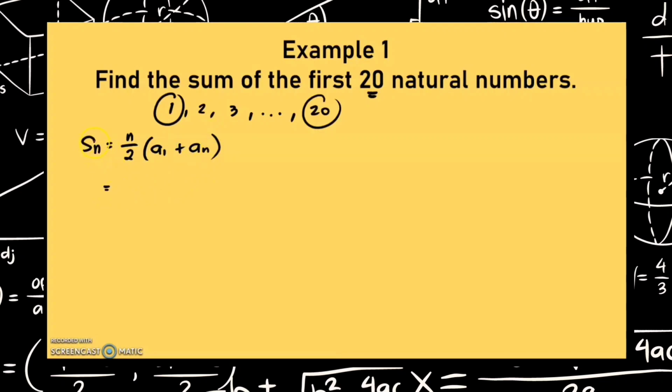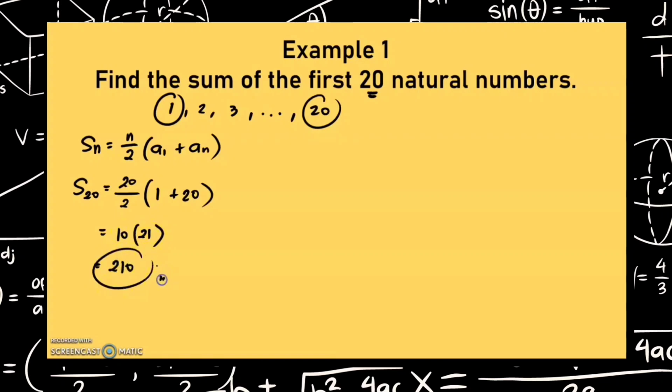Okay, S sub n, sum of the first n terms. So, sum of the first 20 natural numbers, we have S sub 20. n over 2, number of terms. Of course, first 20. So we have 20 over 2 times the quantity a sub 1. What is the first term? 1. a sub n, the last term, which is 20. 20 divided by 2 is 10. 1 plus 20 is 21. 10 times 21 is 210. Therefore, the sum of the first 20 natural numbers is 210.